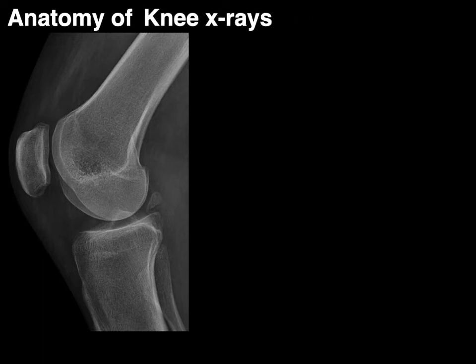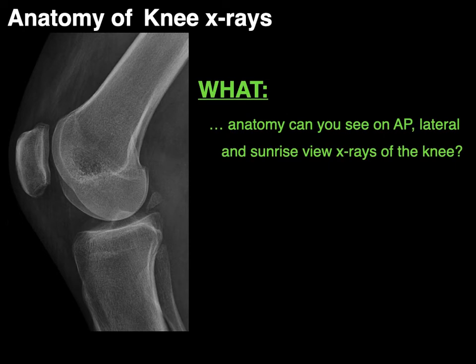Okay, we're going to talk about the anatomy of knee x-rays and answer the question, what anatomy can you see on AP, lateral, and sunrise view x-rays of the knee?